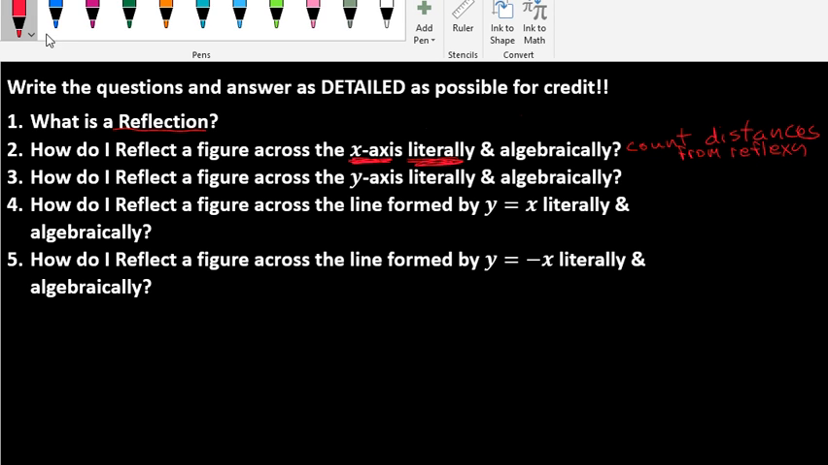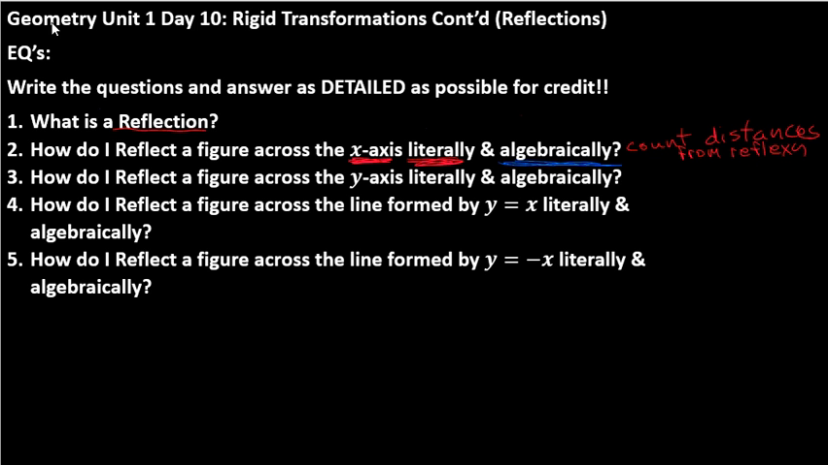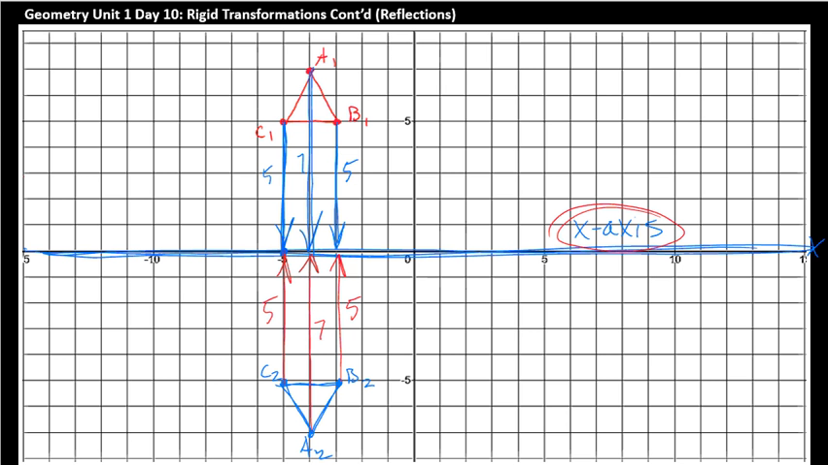Now, how do we algebraically do this? In other words, how do we do this with numbers? So let's look at what happened. In order to see what happened with the numbers, we need the numbers. So A1 is at (-4, 7). B1 is at (-3, 5). C1 is at (-5, 5). So where did I end up with A2, B2, and C2? A2 is at (-4, -7).